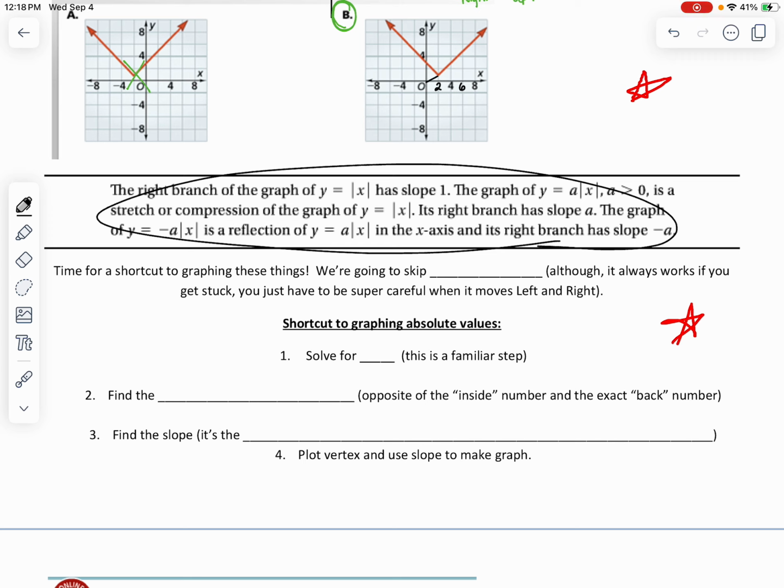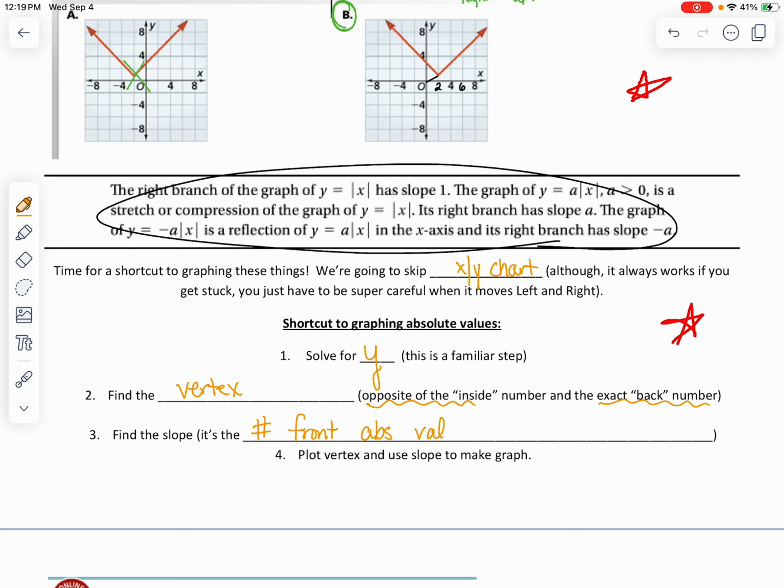Okay? And here's your shortcut. It's time for a shortcut to graphing these things. We are going to skip an XY chart for right now, although you can always use it. You just have to be careful when it moves left and right. Here's your shortcut. Step 1, no matter what, you have to solve for y, always. Then you're going to find what I call the vertex, and that vertex is found by taking the opposite of the inside and the exact number in the back. Then find your slope. It's the number in front of your absolute value.